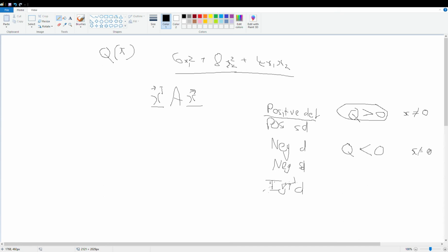Okay, so we understand what it is for something to be positive definite and negative definite. What does it mean for something to be positive semi-definite? It just means that q is greater than or equal to 0. So it's never negative. And likewise, it can be negative semi-definite if it's less than or equal to 0. So it's never positive. And then it's indefinite if it doesn't satisfy any of these. Or in other words, if it takes on negative values and positive values.